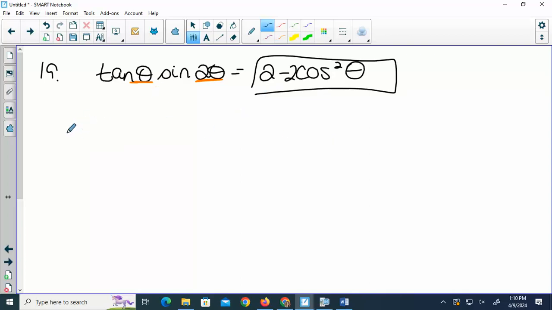What can I change tangent to? Well, sine over cosine. What can we change sine 2 theta to? 2 sine theta cosine theta.